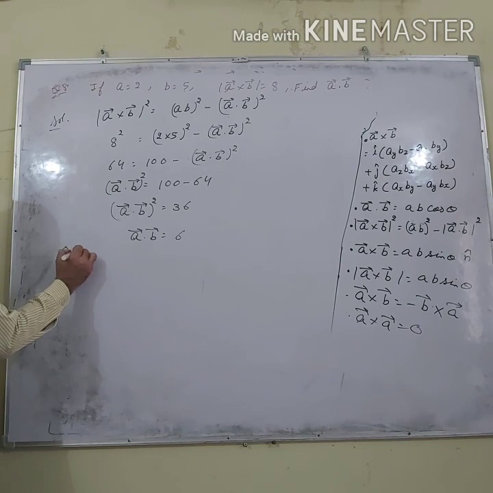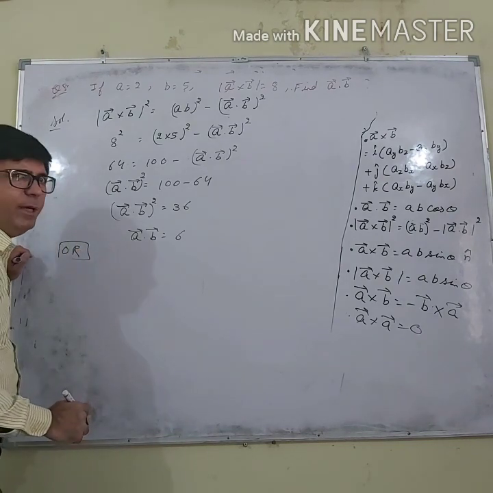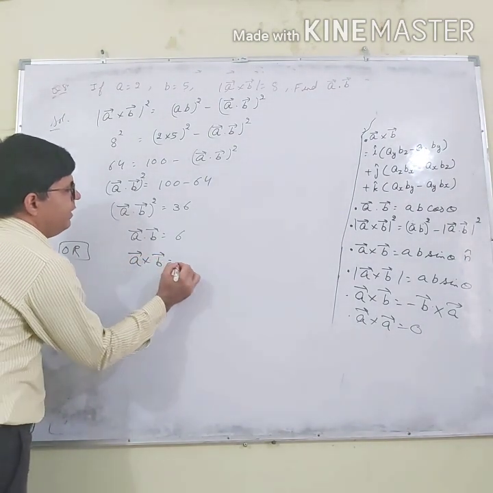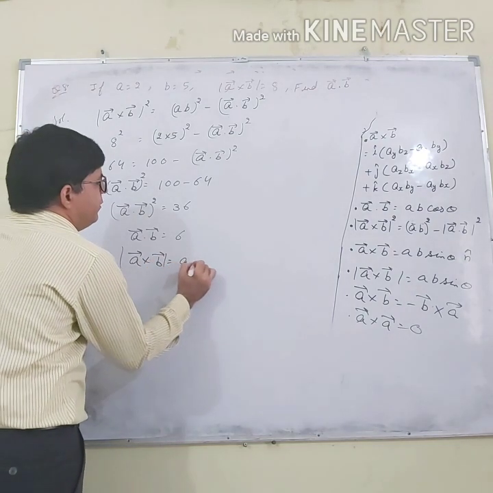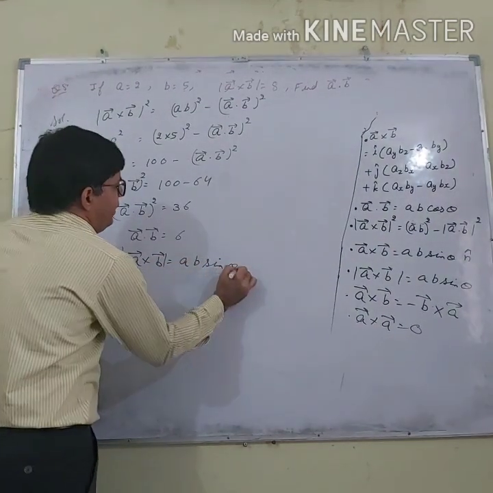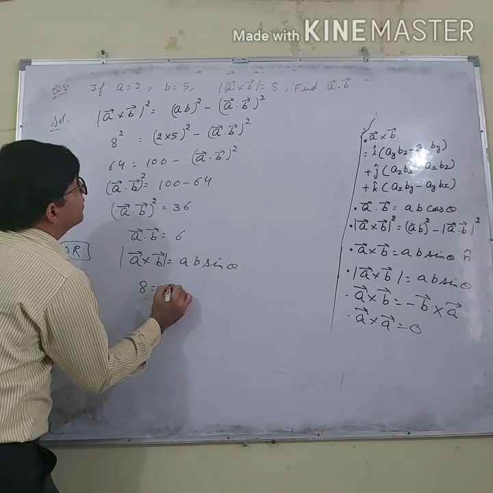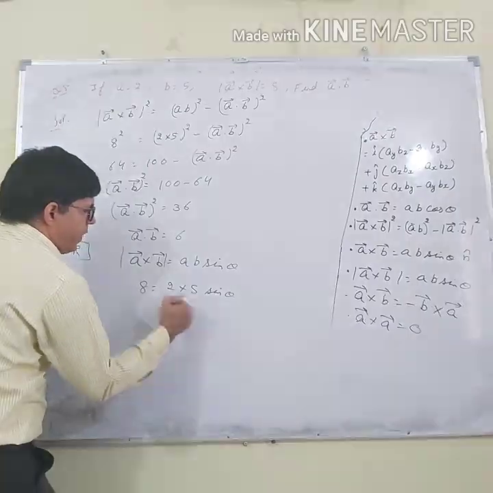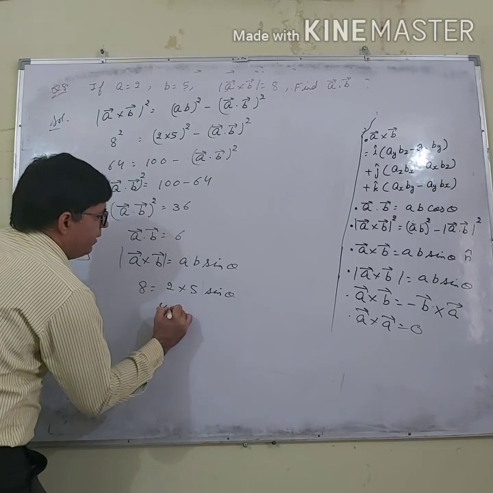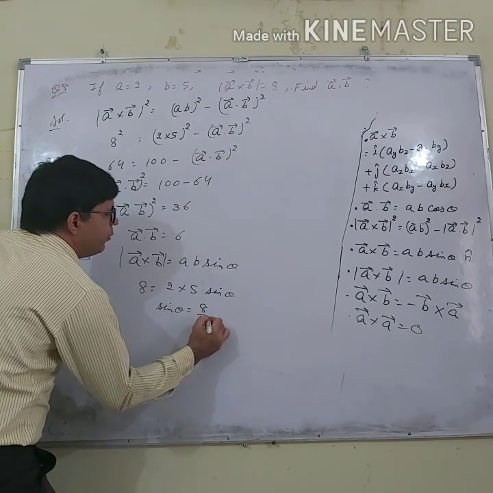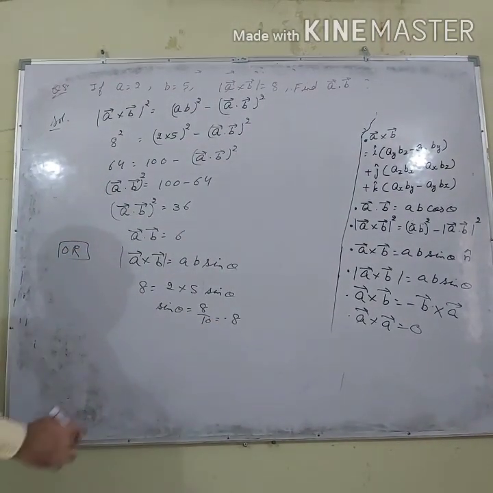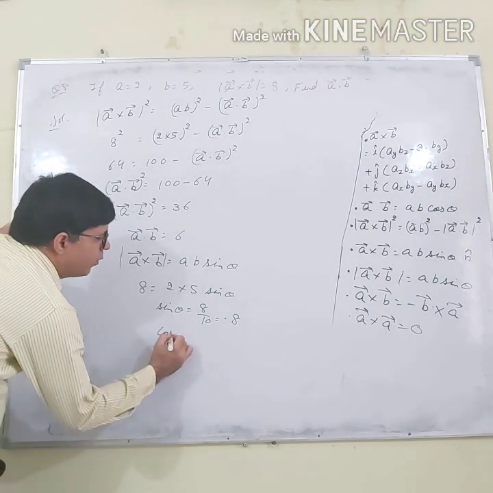Or what you can do? You are given A cross B is 8, and A and B you are also given. Now what is the formula of this? A cross B magnitude is AB sin theta. This is 8, A is 2, B is 5, sin theta. So what is sin theta? Sin theta is 8 by 10. And what is 8 by 10? It is 0.8. What is cos theta?